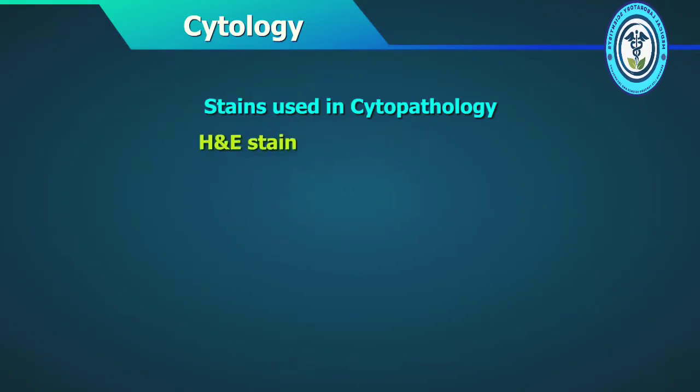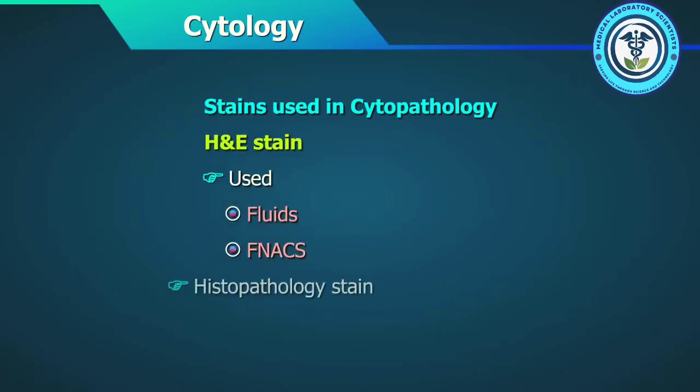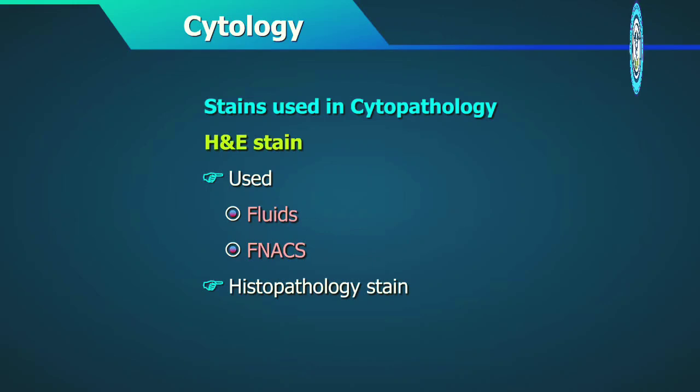3. H&E stain is also used in fluids and FNACs. The H&E stain is mainly a histopathology stain and has been described in that section. Pap smears are generally stained by Pap staining, which will be described in this section.